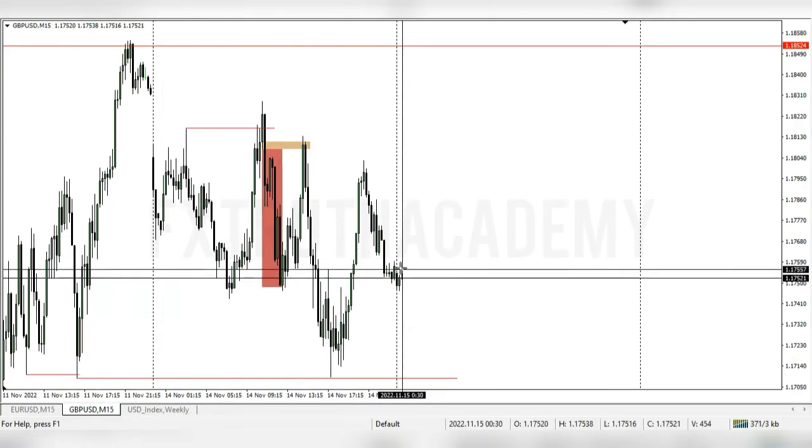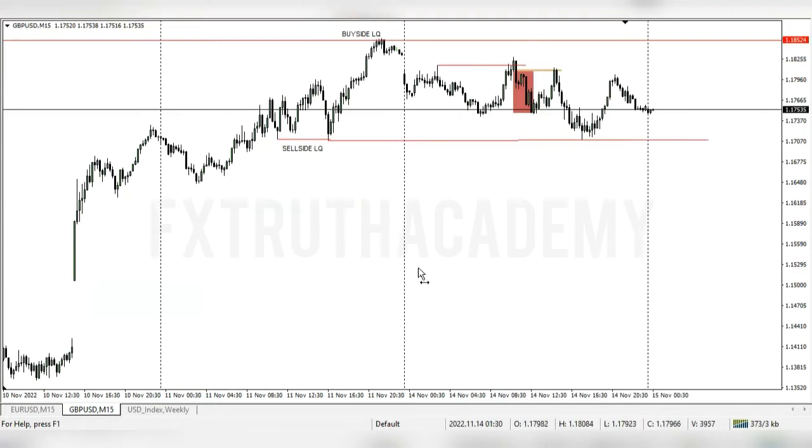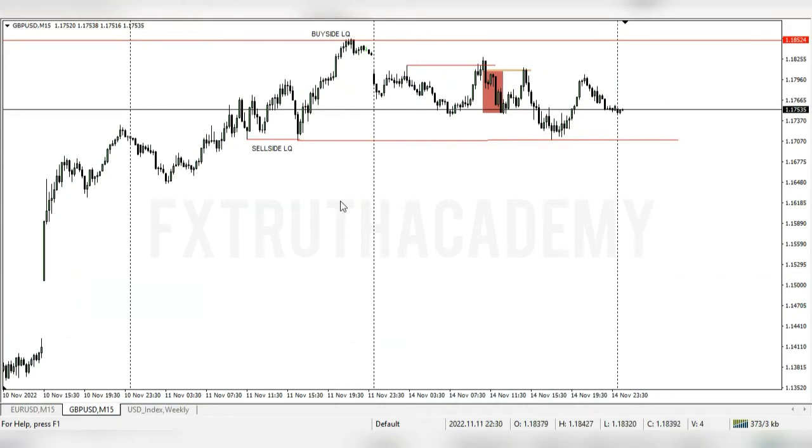So I want to see price raid stops below that low, and that will give us a confluence or an idea building in our minds whether we should be a buyer or a seller in the marketplace. So that is what I wanted to show us today about the daily range right here, so you can go forward in price.